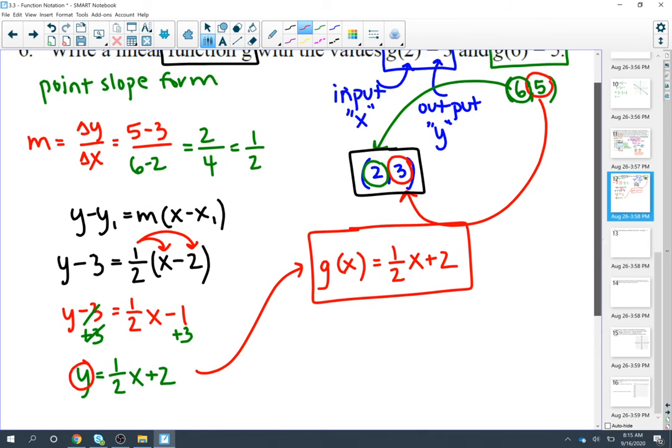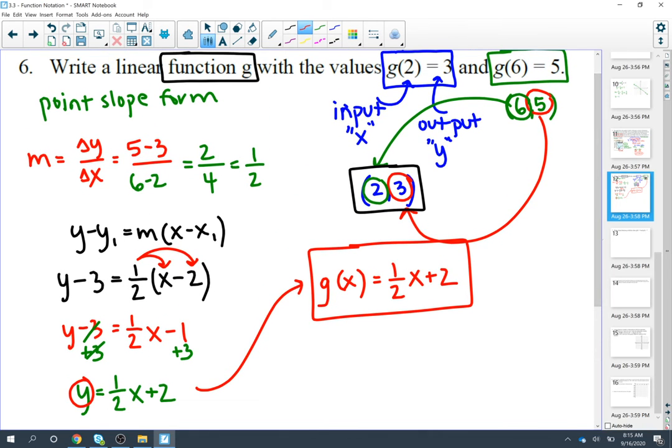Then, just a real quick check. Do you guys remember we had g of 2 equals 3? Which means if I substitute 2 in for x, I should get 3. Well, let's look at that. 1/2 times 2 plus 2. 1/2 times 2 is 1, plus 2 equals 3. So my function checks out.